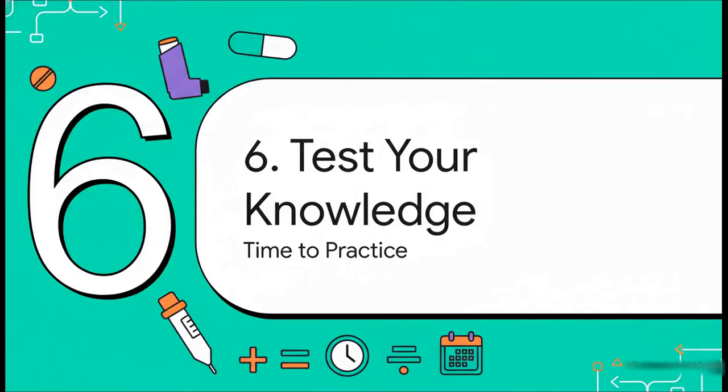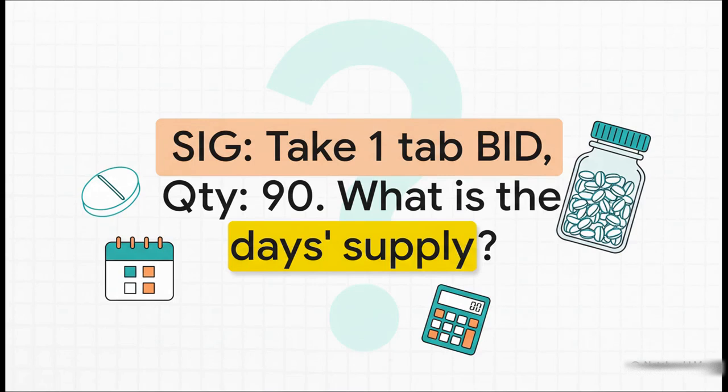Okay, you've seen the formula, you've seen the process, and you've seen the special cases. Now it is your turn. This is where you prove to yourself that you've got this down. All right, let's start with this one. The SIG says 1 tablet twice daily, and the quantity is 90 tablets. What's the day's supply? Go ahead and calculate it.